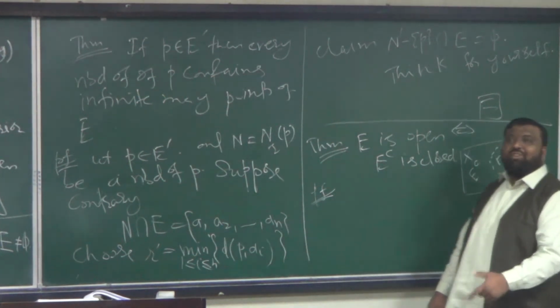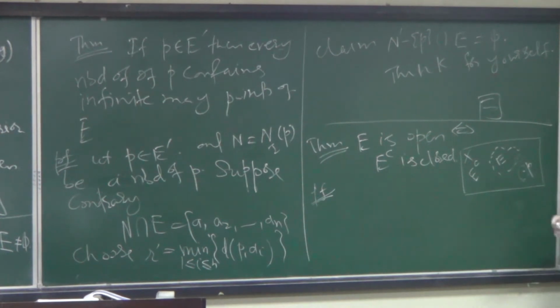If it is not, then where could it be? In E complement. If P can't be in E, it should be in E complement. So in other words, all limit points of E complement must be in E complement. They can't be in E. That is going to show that E complement is closed. How about the other way around?